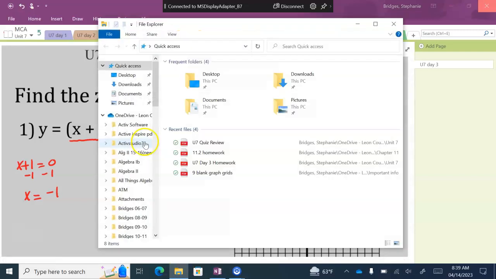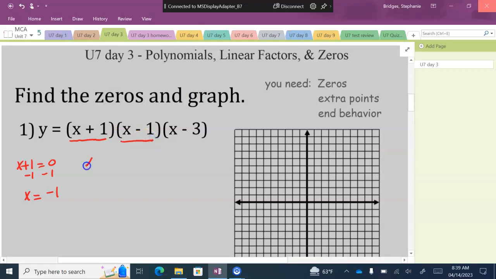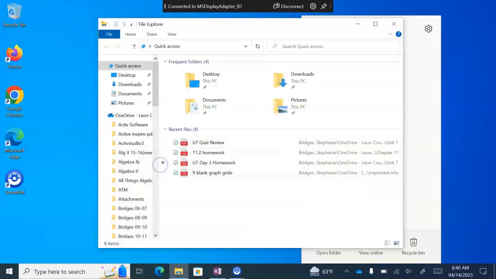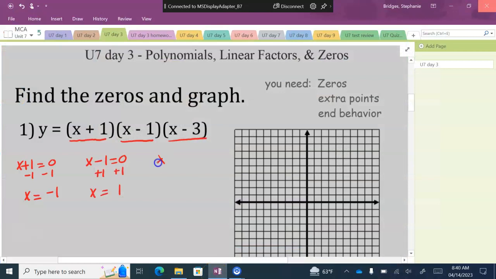Then the second one is x minus 1. So we're going to take and set that one equal to 0, and we're going to solve it for x. And that gives me another zero or another solution or another point where my graph is going to cross on the x-axis. And then the third one is x minus 3. So we're going to set that equal to 0, and we're going to solve that one for x as well. So I have 3 zeros. That means I have 3 places where my graph is going to touch the x-axis.